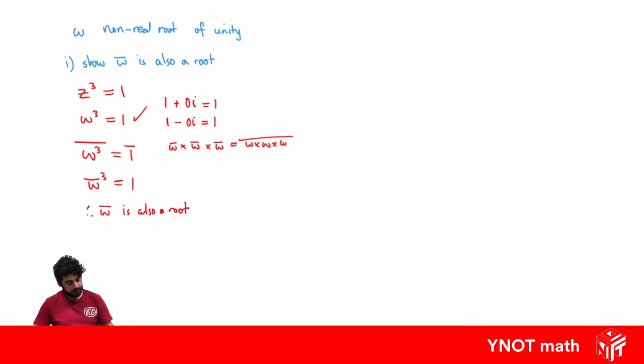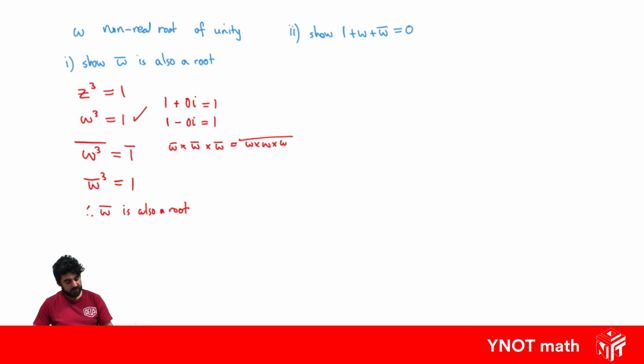Now, our next part is to show that 1 plus w plus the conjugate of w equals 0. Now, to do this, we know that w is a root and the conjugate of w is a root, and actually 1 is also a root because we know 1 cubed is also equal to 1. So these are just the sum of the roots.